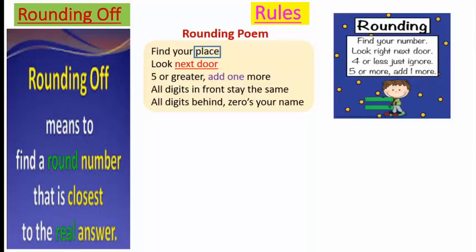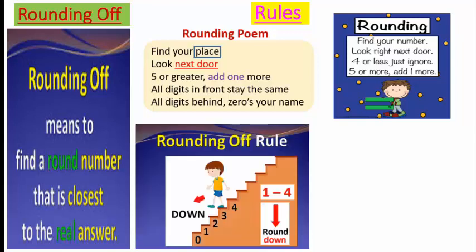Let us learn this thing in one more way. So what is that? Find your number, look right next door, 4 or less just ignore, 5 or more add 1 more. Look at this picture. Here the rules are shown for the rounding off.